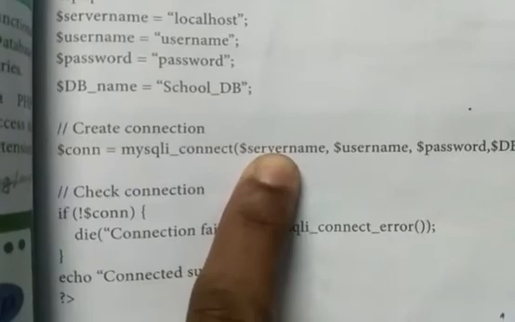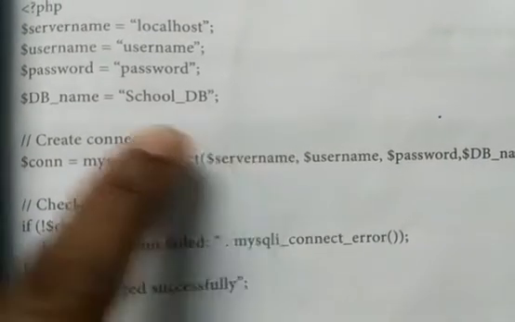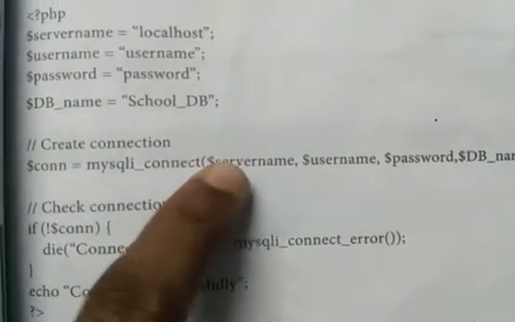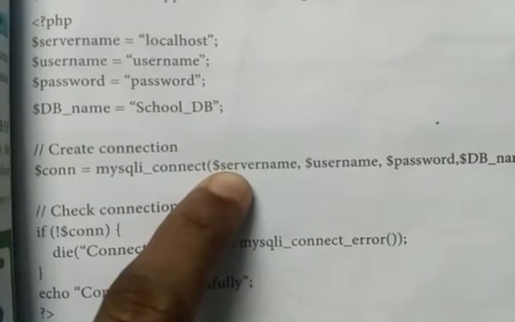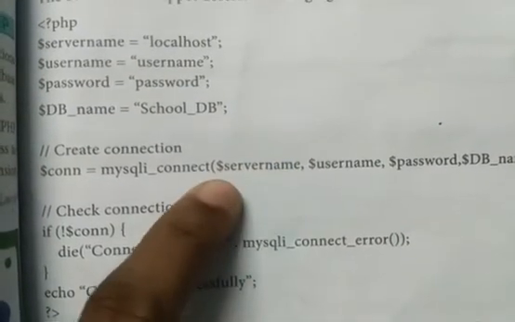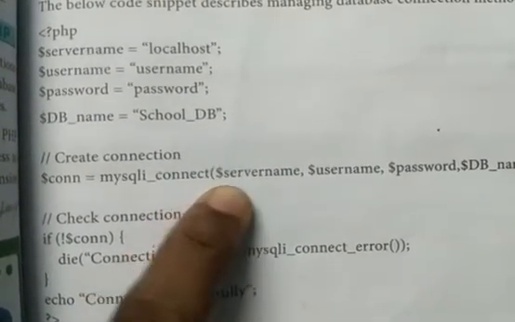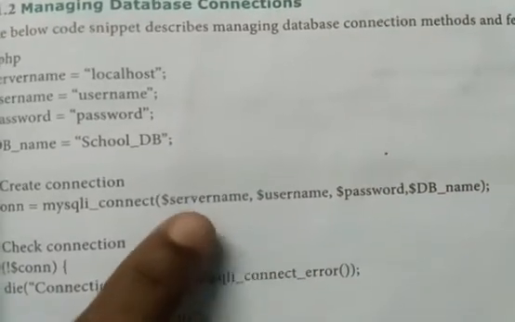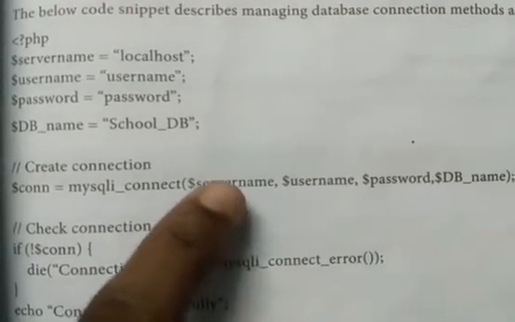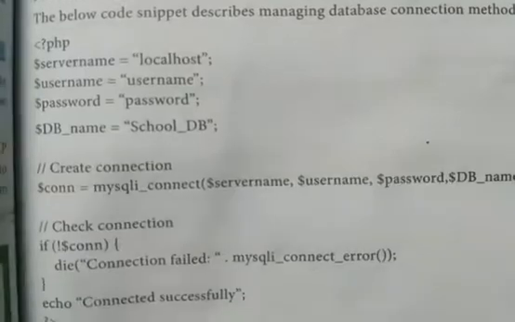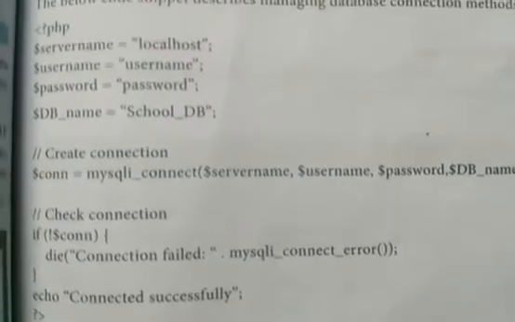Before that, for the server name, what we have to specify? This is a variable. This is considered as a PHP variable. PHP variables start with the $ symbol. So here we have used 4 variables, and the values for these variables we have previously stored. So this is an example program.